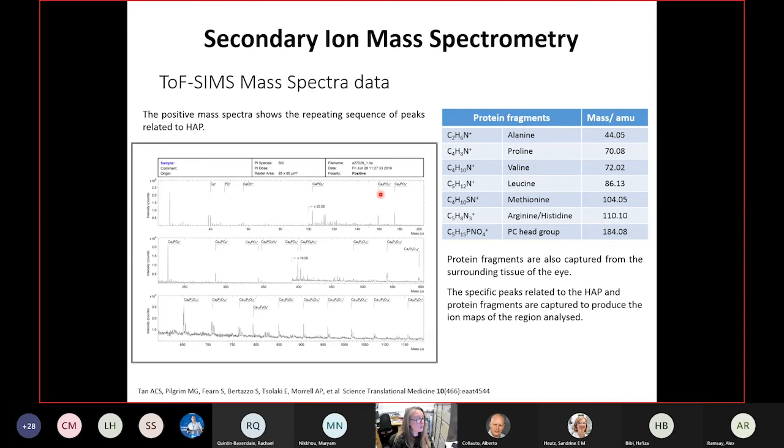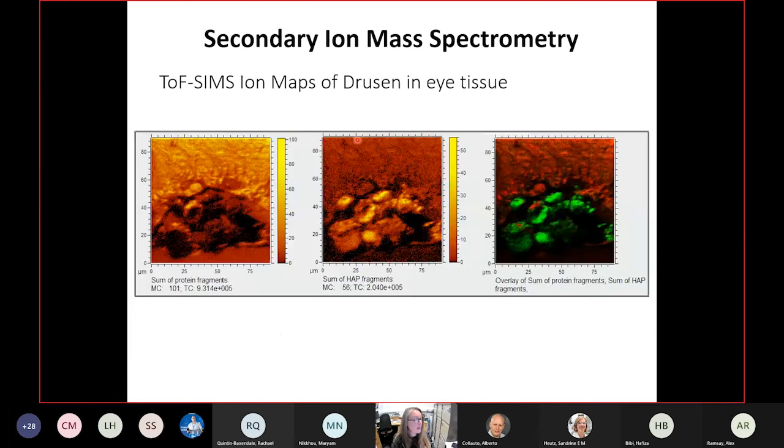And along with capturing these calcium phosphate peaks, as well as just calcium, we can also capture the protein fragments associated with the tissue. Once we have this data, we can pick out the individual peaks of interest and map that on the XY plane. So here we have the sum of the proteins that are captured, highlighted in the tissue, and the sum of the hydroxyapatite fragments, the calcium and the phosphate signals in this drusen region, and then we're able to overlay them to see them more clearly. So that's one area where this has been very successful.